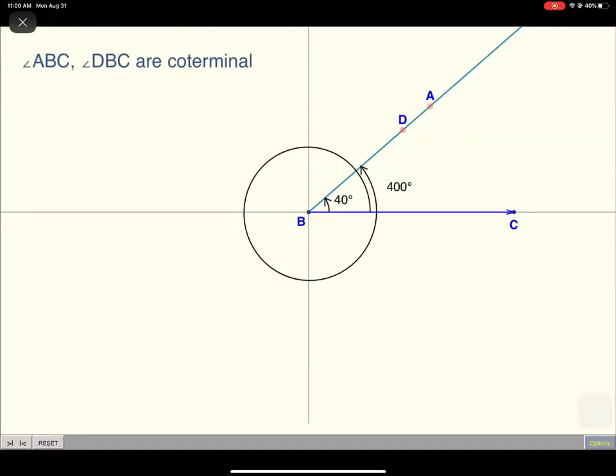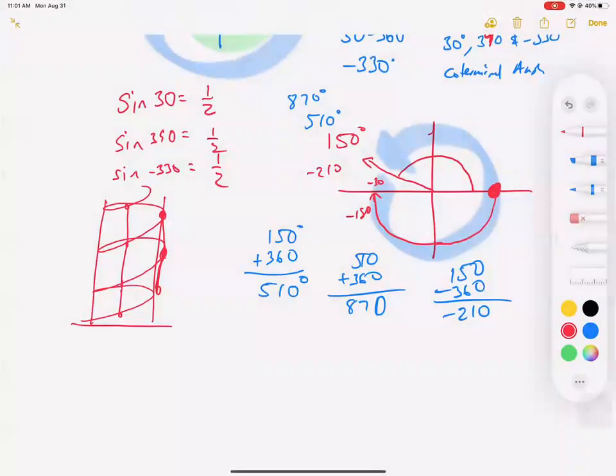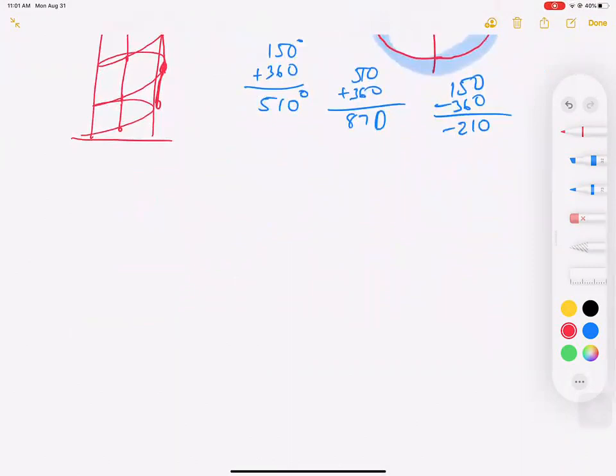Now, this is also included in the link in the homework, so if you want to play around with this, it could be a little bit helpful. All right. So coterminal points, how to find those. Next we're going to talk about reference angle.